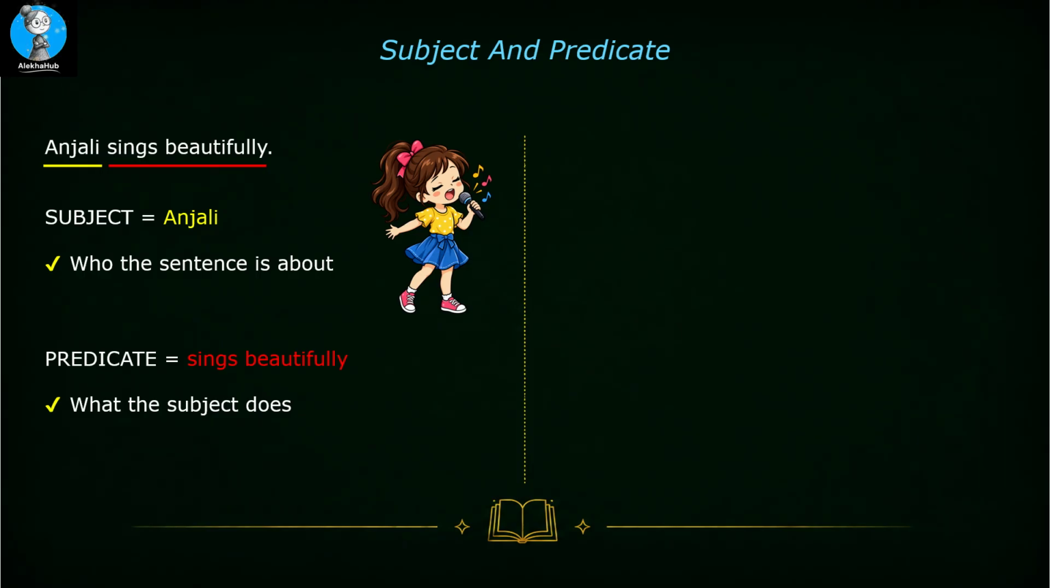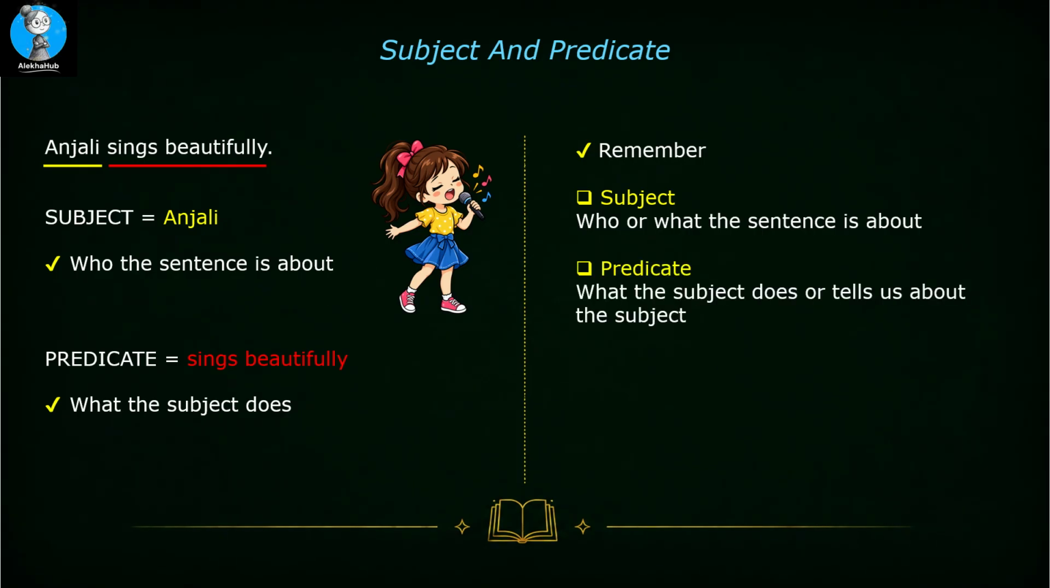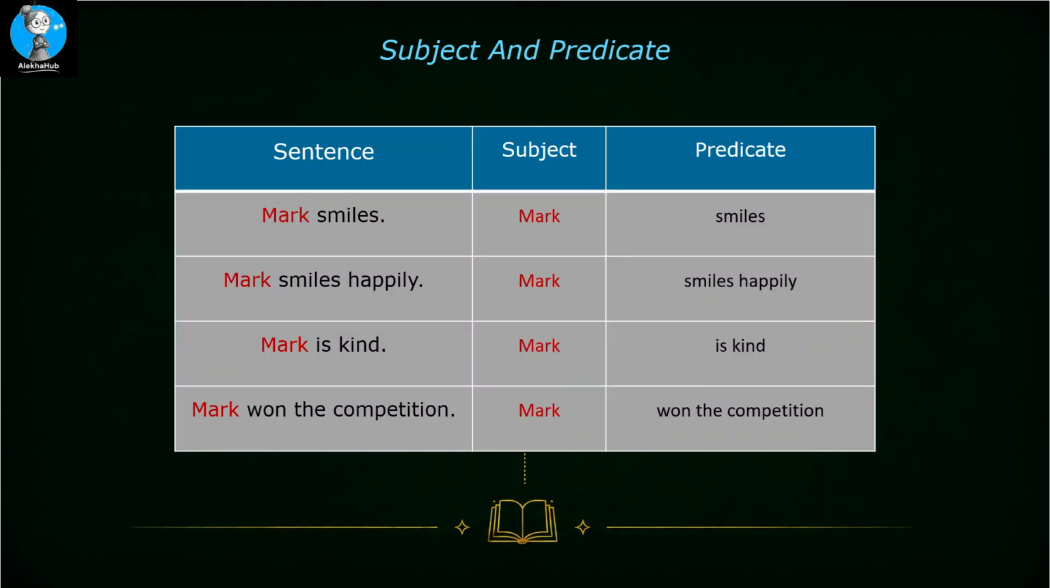So, remember this simple rule. The subject tells us who or what the sentence is about, and the predicate tells us what the subject does or tells us something about the subject. Let's look at a few more examples.